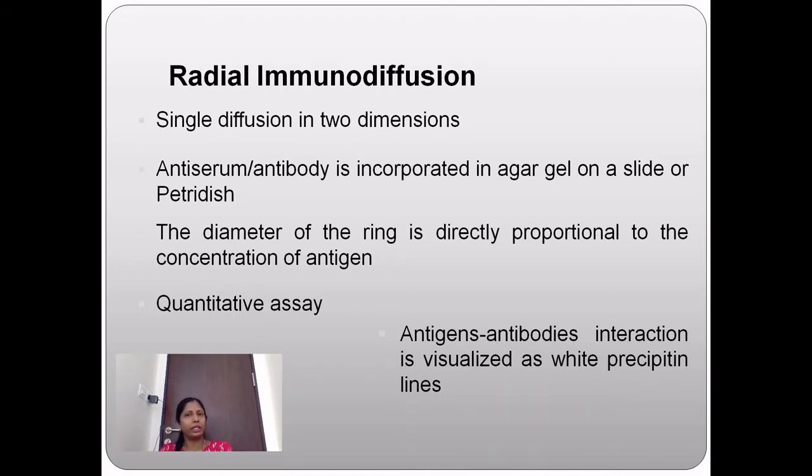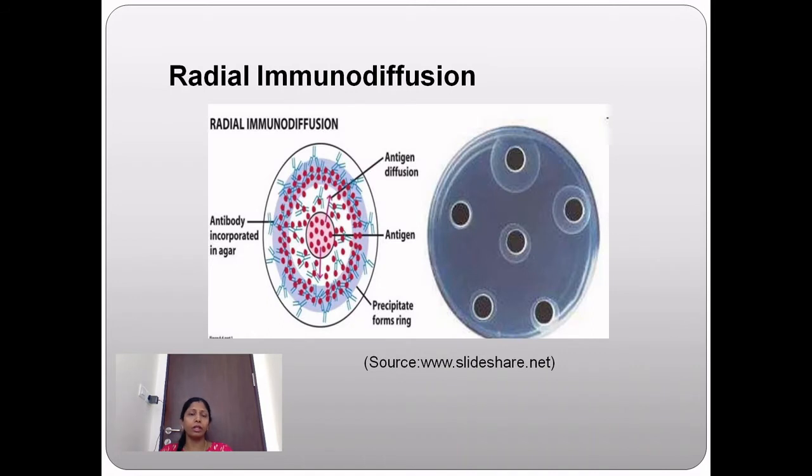This precipitation in gel is generally observed as whitish lines called precipitin lines. These precipitin lines, in case of radial immunodiffusion, occur as concentric rings around the antigen wells. The diameter of the ring is directly proportional to the concentration of the antigen. Radial immunodiffusion is also called the Mancini technique, and this is a quantitative assay. So this is a petri dish where an agarose gel is cast incorporating the antiserum or the antibody.